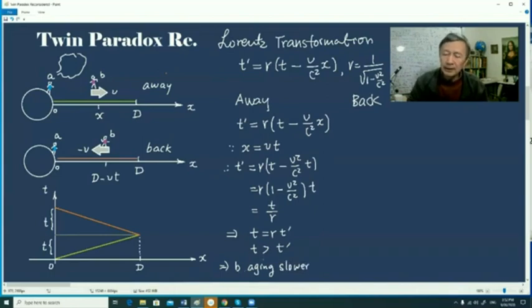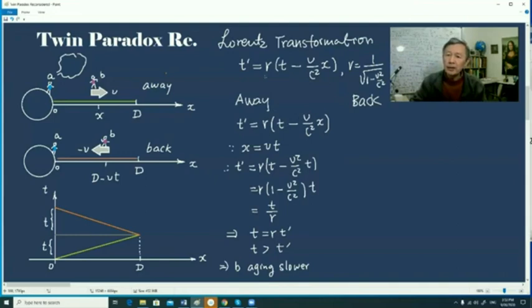What that means is that during the first half of the journey, twin B is getting younger compared with twin A, who stays on the Earth. But this is just a part of the story. If you want to draw a conclusion at the end of this journey, we must consider what's going on in the second stage of the journey.